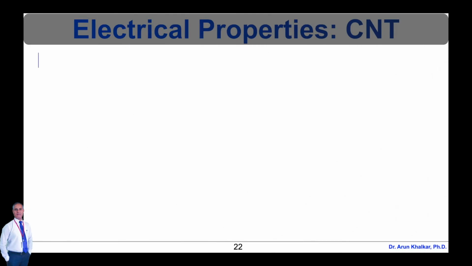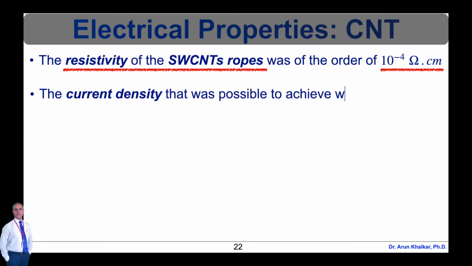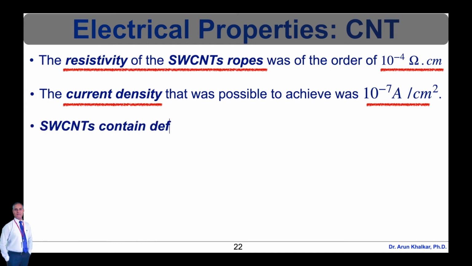The conductivity and resistivity of ropes of single-walled carbon nanotubes has been measured by placing electrodes at different parts of the carbon nanotubes. The resistivity of the single-walled nanotube ropes was of the order of 10 raised to minus 4 ohm centimeter at 27 degrees Celsius. This means that single-walled nanotube ropes are the most conductive carbon fibers known. The current density that was possible to achieve was 10 raised to minus 7 ampere per centimeter square. However, in theory, the single-walled nanotube ropes should be able to sustain much higher stable current densities as high as 10 raised to minus 13 ampere per centimeter square.